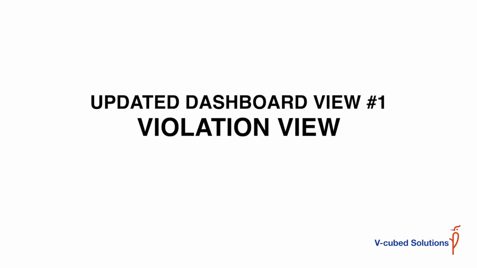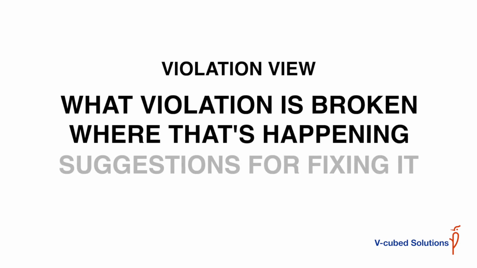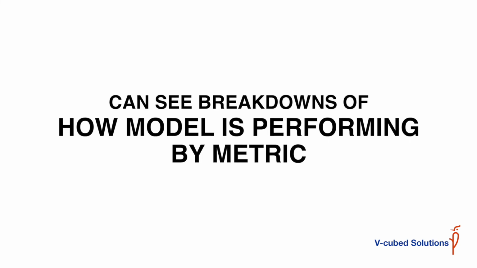Thanks, Anmol. So I'll be going over some of the updates to Model Inspector. To start with, there are a couple of new views on the dashboard, one of them being the violation view, which will show information by violation. So you'll get information about what the violation is that's broken, where that's happening, and suggestions for fixing it. And there's also a view by metric. So for the metrics that Anmol just discussed, you can see breakdowns of how your model is performing by metric.